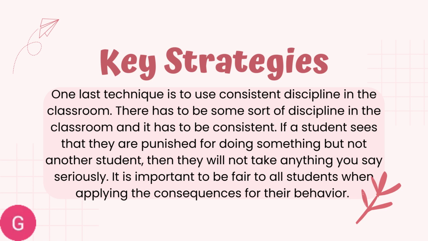A last technique is to use consistent discipline in the classroom. There has to be some sort of discipline in the classroom and it has to be consistent. If a student sees that they are punished for doing something but not another student, then they will not take anything you say seriously. It is important to be fair to all students when applying the consequences for their behavior.